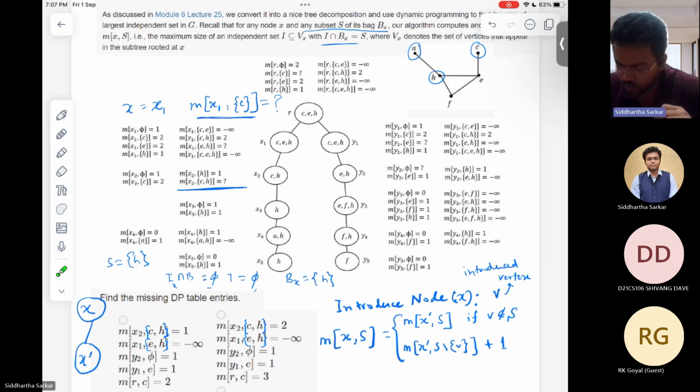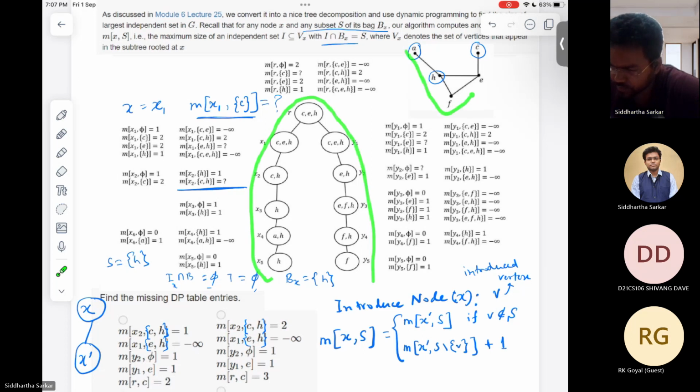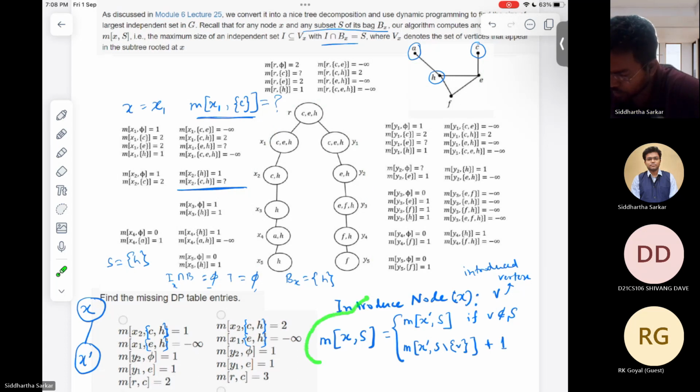So let me re-describe how this entry x2 comma c h has been computed. Somebody has given this nice tree decomposition of this graph, and given this nice tree decomposition, somebody has found these nice recursion rules. If you follow these recursion rules, then you will be able to fill all these table entries. And at the end, the table entry corresponding to root and phi will be the maximum independent set size that we have seen in the videos.